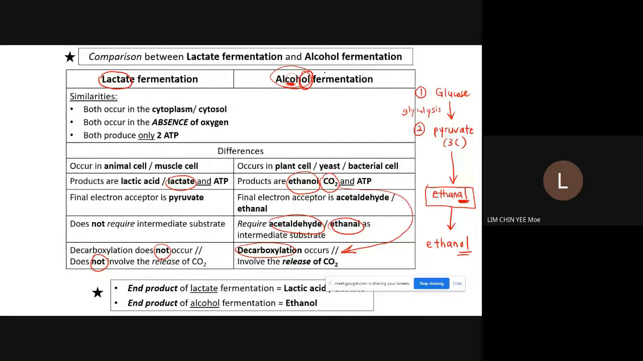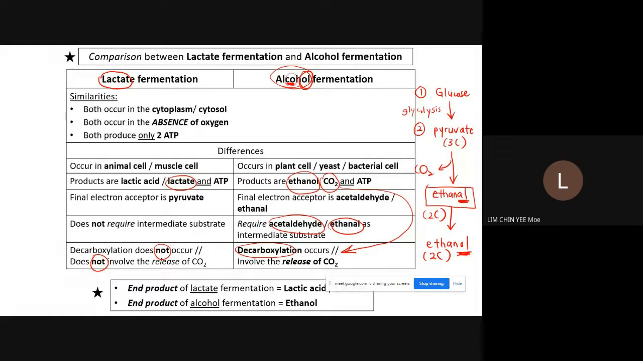Ingatlah the last one mesti OL sebab dia ikut nama fermentation, alcohol. So the last one is ethanol. So ethanol apparently is 2 carbon sebab decarboxylation sudah berlaku. Okay, so that's for alcohol fermentation.